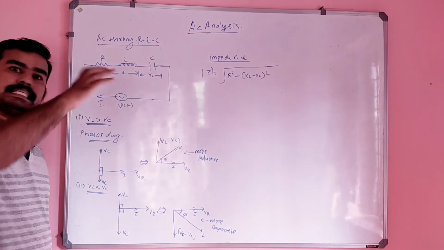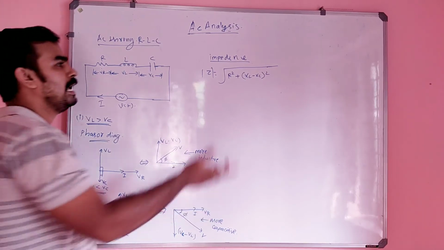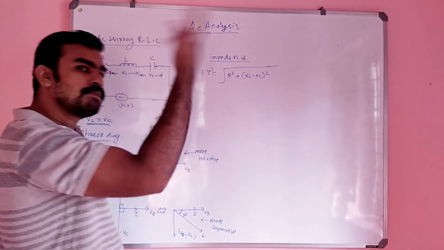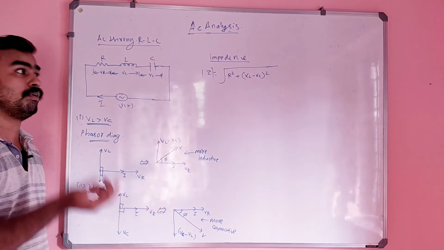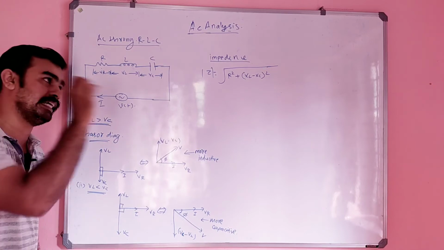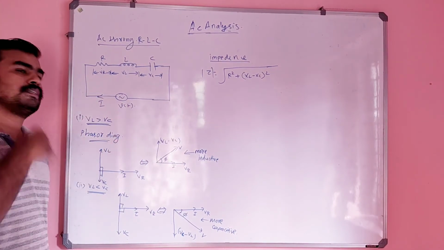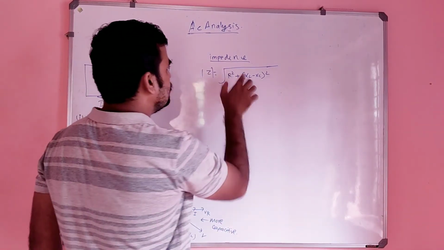Whether XL is greater, it will be XL minus XC the whole square, or otherwise XC minus XL the whole square. Anything you can interchange, because even though it is negative, the square will be positive. There is no meaning in writing XC minus XL or XL minus XC separately, because the square will always cancel the negative sign. So no issue here. That is the impedance.